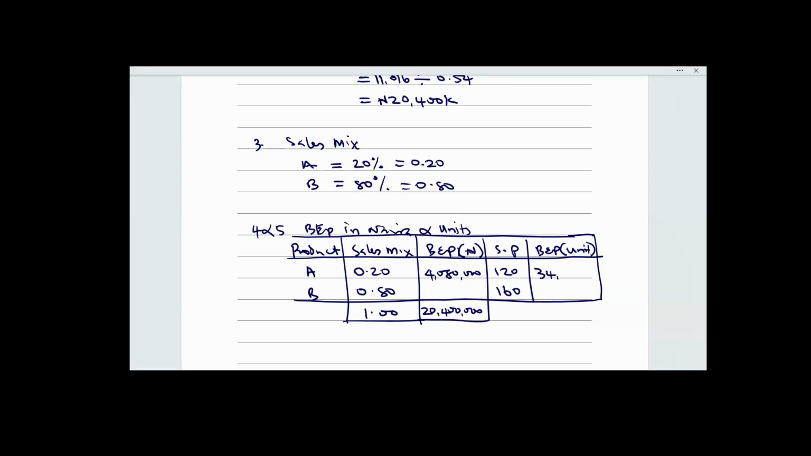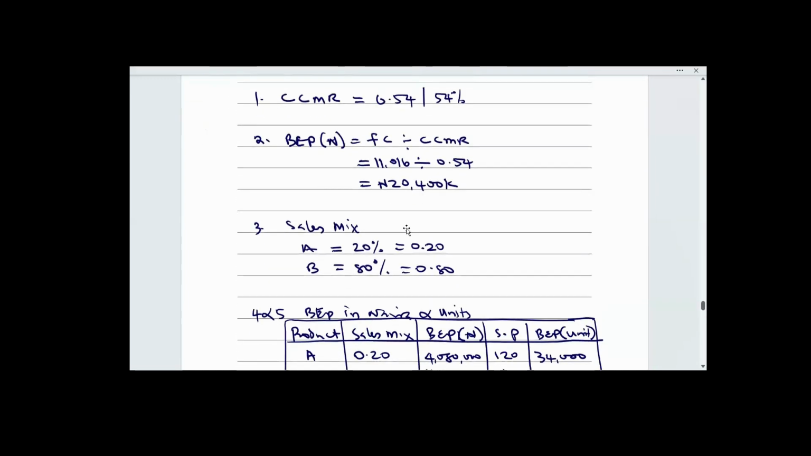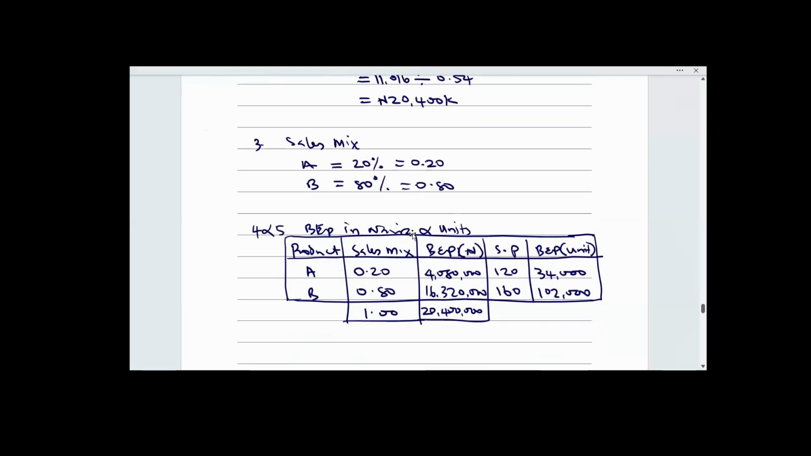34,000 units. Okay. Yes. The other one for B: 16,320. 16,320 divided by 160 is 102,000. 102,000 units. That's the end of the question. It's as simple as that.